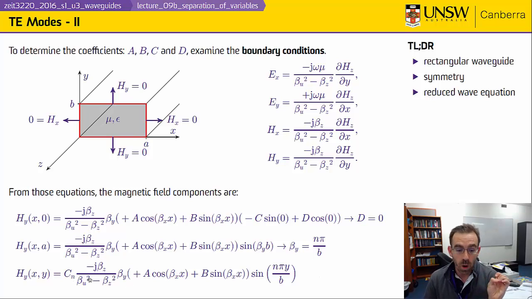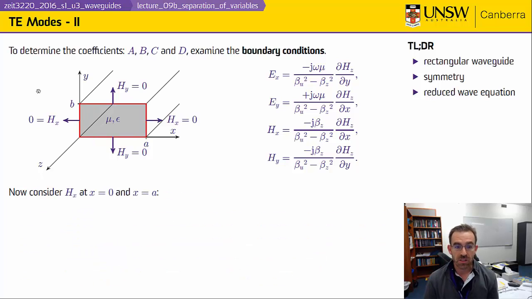So if I choose n equals 1, I'll have c1 sine of pi y over b. But I could also have chosen n equals 2, so I'd have c2 sine of 2 pi y over b. Those both satisfy the Helmholtz equation, those both satisfy the boundary conditions, and they can both be present on your waveguide.